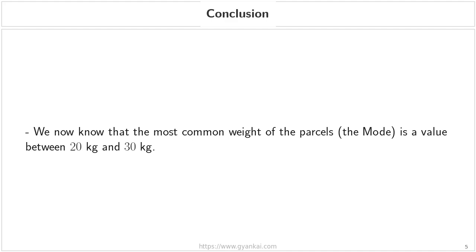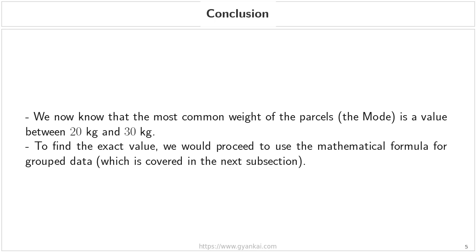Conclusion. So, let's wrap up what we've discovered from our parcel example. Based on our analysis, we now know that the most common weight of the parcels, which is what we call the mode, is a specific value that falls somewhere between 20 kilograms and 30 kilograms. Now, keep in mind, we haven't pinpointed the exact weight just yet. We've only identified the range.